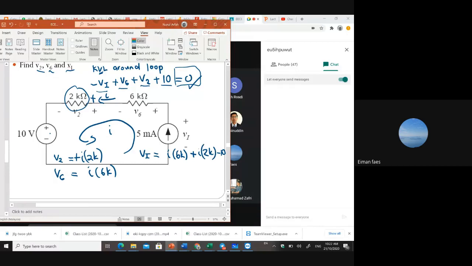In the V equation, where is the 5? Ampere. Substitute the current. Yes, substitute the current, right? What is I? 5 milli. How do you know it's 5 milli? 5 M can be 5 mega. Just say 5 milli. Small m is milli, mega is big. So what is V1? V1 is equal to?